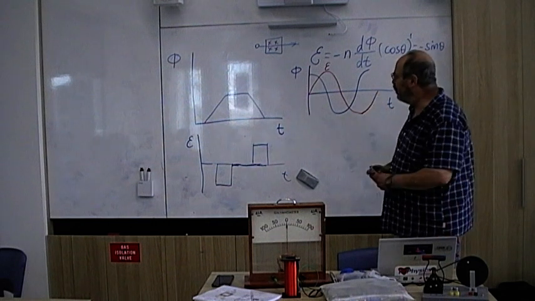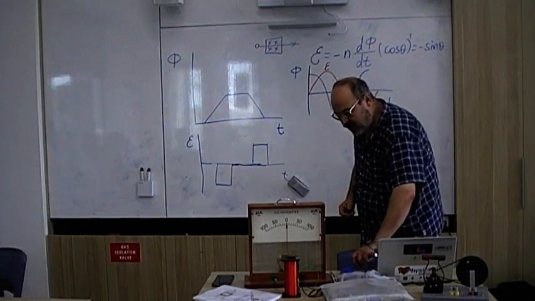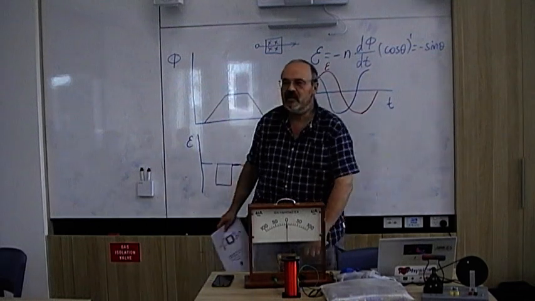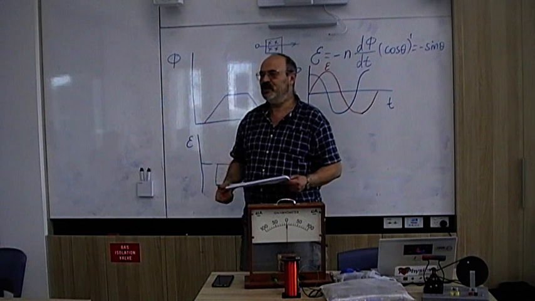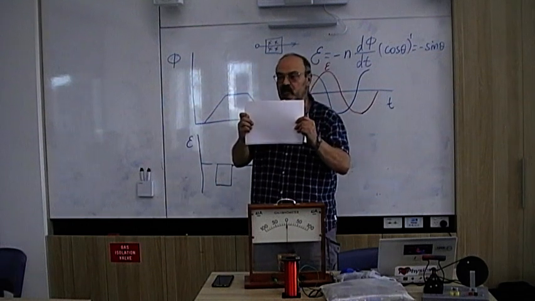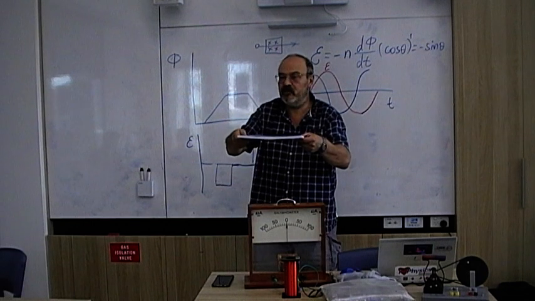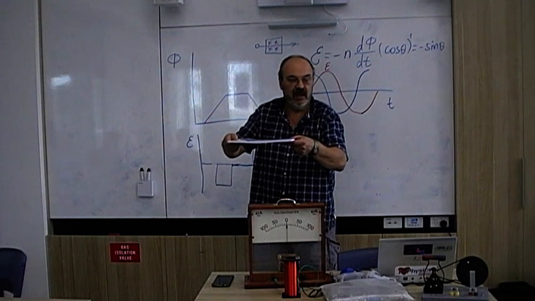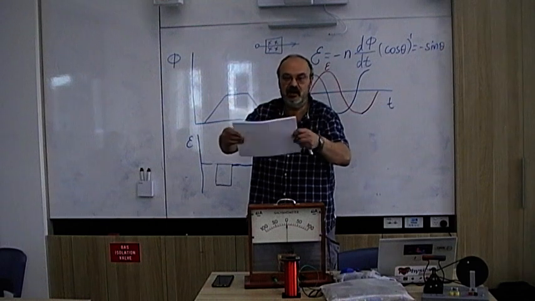If the flux is a sine graph, what determines whether the flux is a sine graph or a cosine graph? What position the coil starts in. If it starts from this position, when the flux is maximum, it will be a cosine graph. If we start rotating from this position, where flux through it is 0, it will be a sine graph. So is sine or cosine determined just by the initial position?